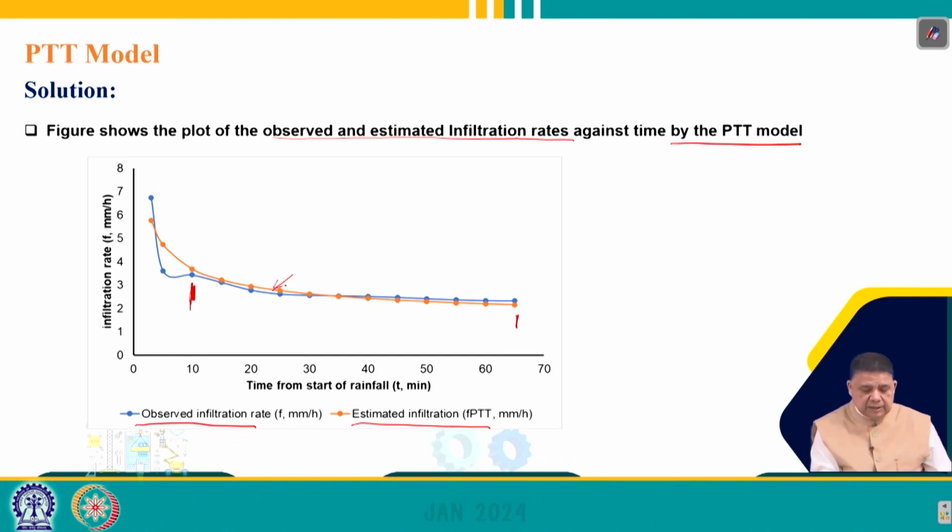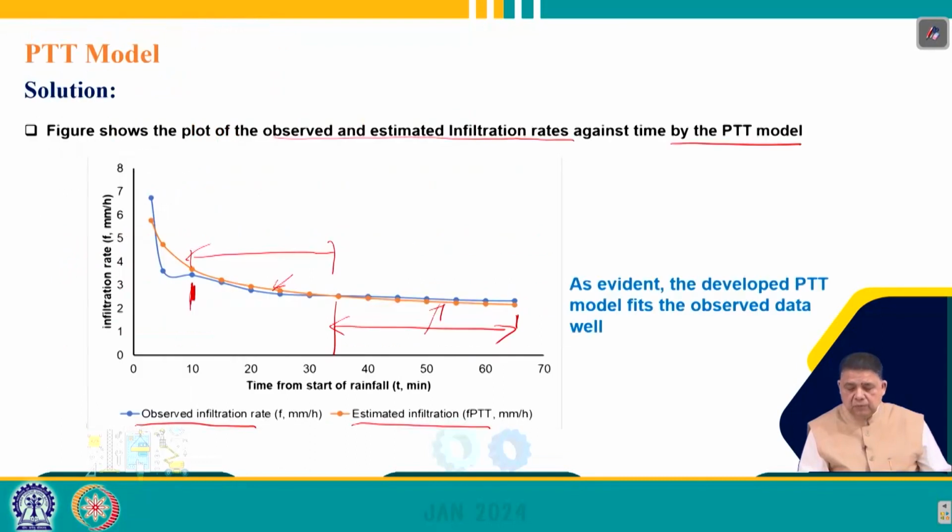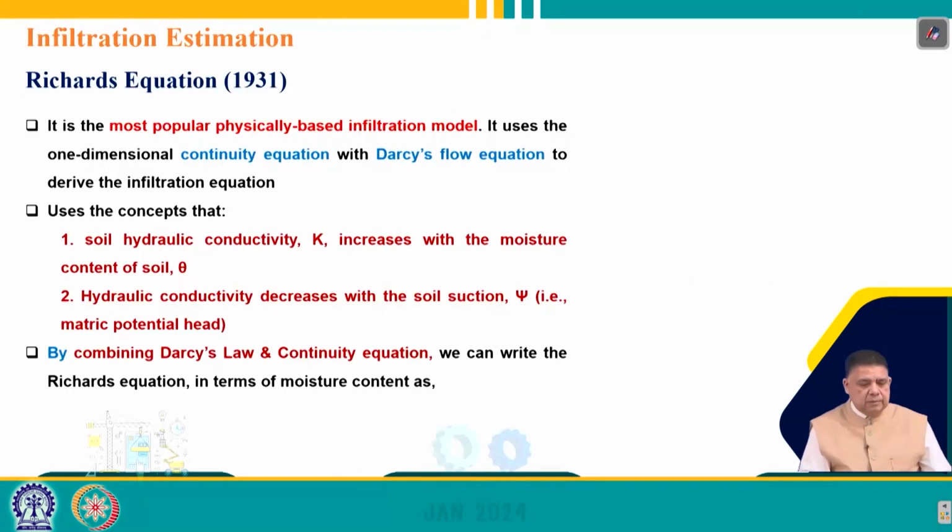So, here it is overestimating, and in this part it is underestimating. So, this part is underestimating infiltration, and this part it is overestimating the infiltration, even if we forget about the initial portion. So, that simply means that though it fits the observed data well, it does not do as well as the previous two models, the Horton model or the Green-Ampt model.